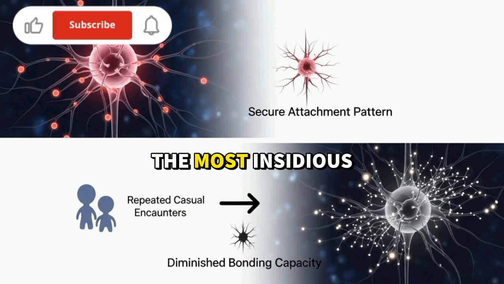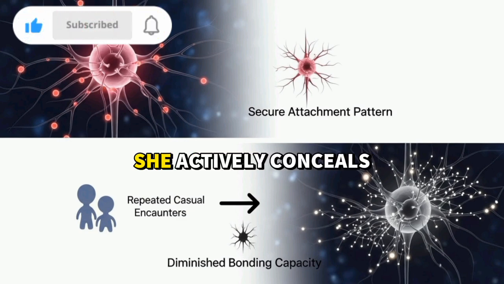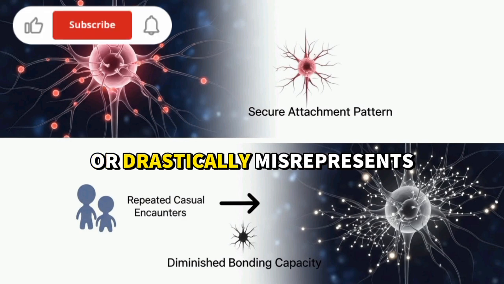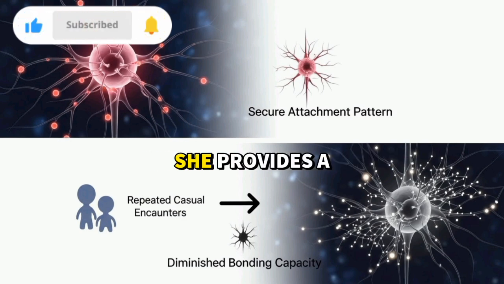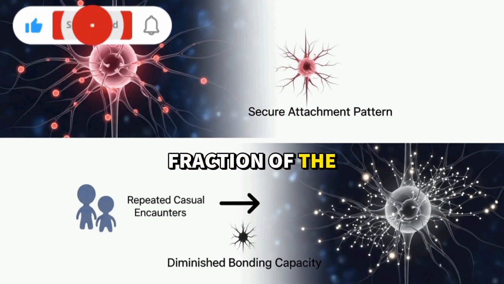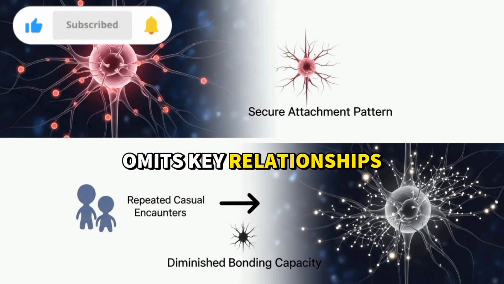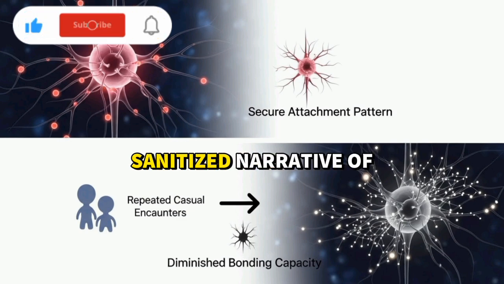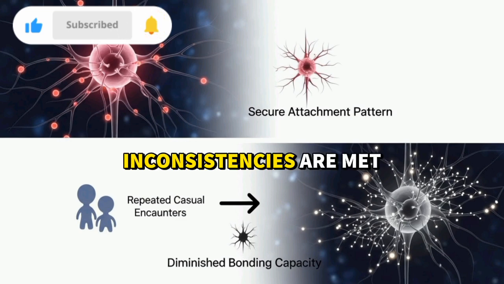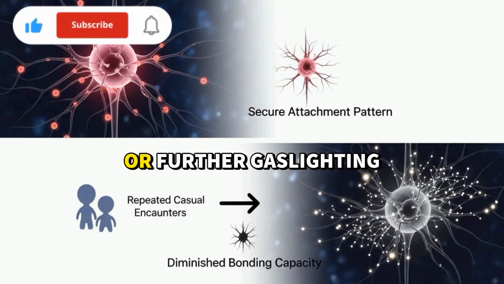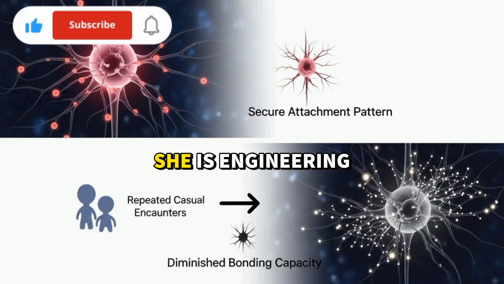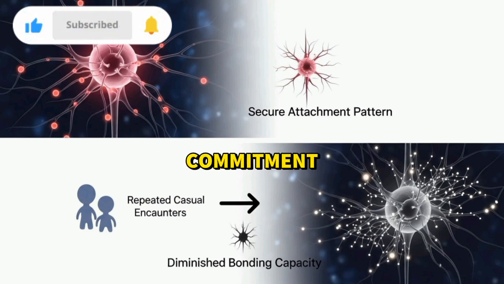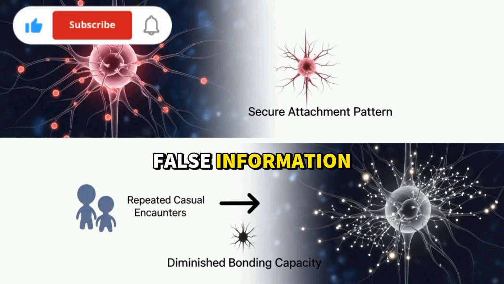This is perhaps the most insidious profile. She actively conceals or drastically misrepresents her sexual history. When asked directly, she provides a number that is a fraction of the true count, omits key relationships, and creates a sanitized narrative of her past. Inconsistencies are met with deflection or further gaslighting. The danger is foundational deception. She is engineering your consent and commitment based on knowingly false information.